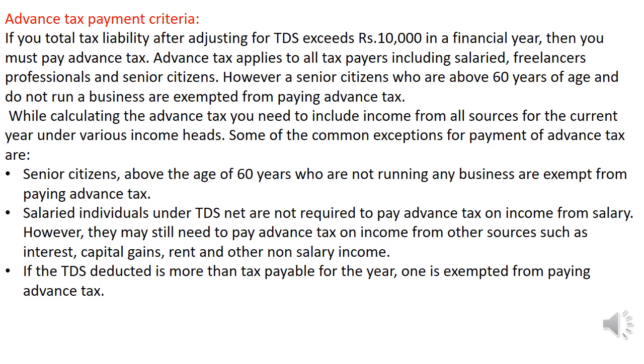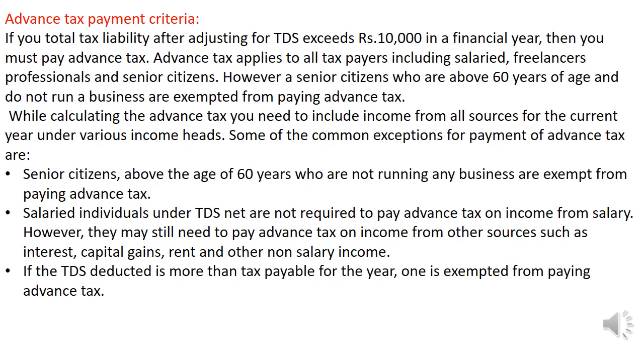While calculating this advance tax, you need to include income from all sources of the current year under various income heads. This can be house rent, allowance or something else. All those income sources we need to take into consideration. And senior citizens whose age is above 60 years and who are not running any business are exempted from paying advance tax.